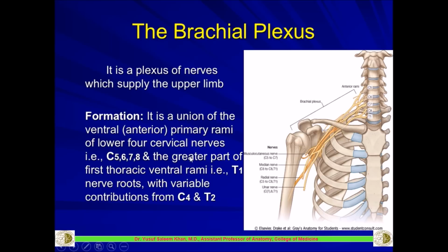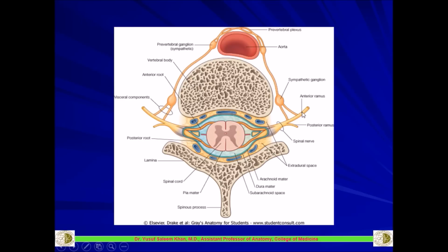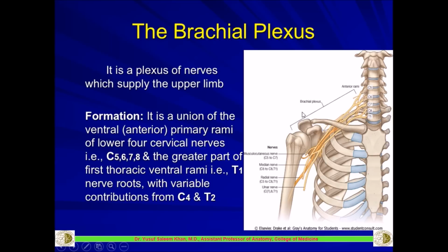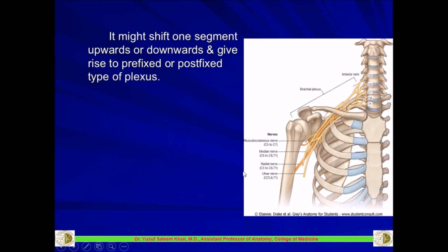As we said already, it is the contribution from the anterior primary rami, or the ventral primary rami, of the nerve roots from C5, C6, C7, C8 and T1. Sometimes in some cases this contribution from these nerves can slightly vary. It can shift one step above or one step below. It might shift one segment upwards or downwards and give rise to what are called the prefixed or postfixed types of plexuses. What do you mean by this?